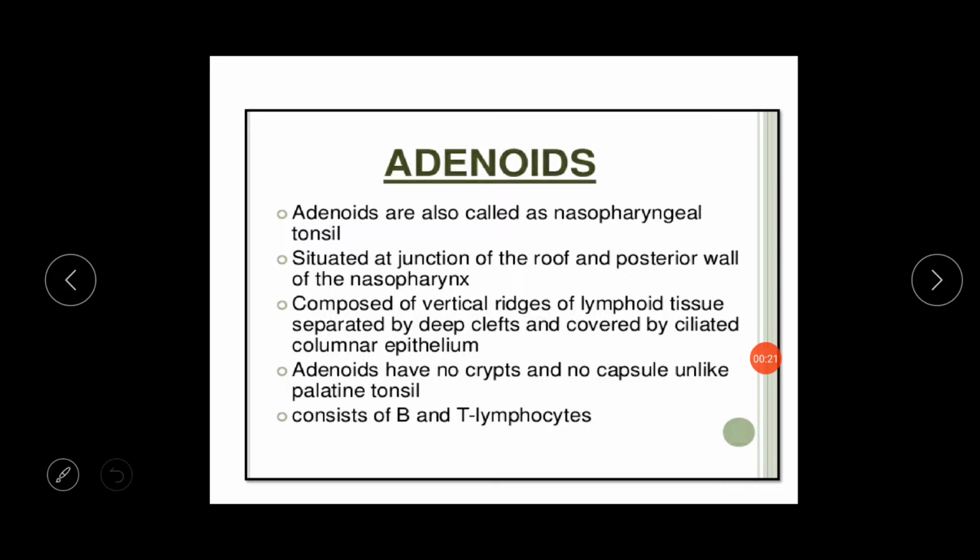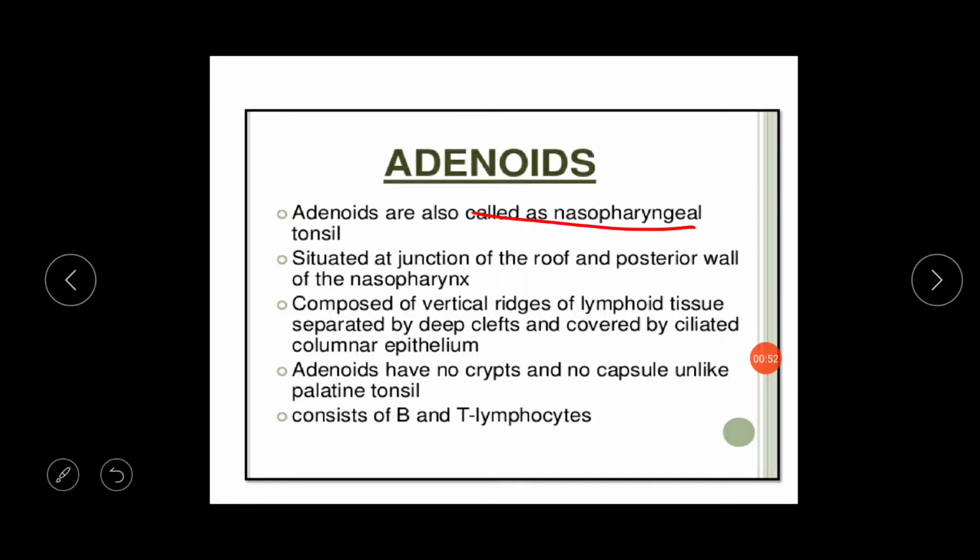Adenoids are also called the nasopharyngeal tonsils as they are situated in the nasopharynx, and they are the same lymphoid structure as the palatine tonsils. They are situated at the junction of the roof and the posterior wall of the nasopharynx. They are usually composed of vertical ridges of lymphoid tissue, separated by deep clefts, and covered by ciliated columnar epithelium.